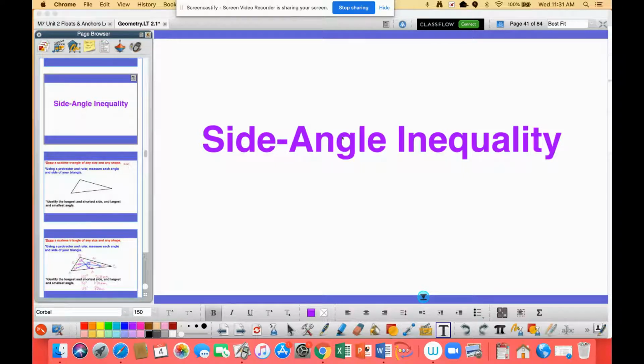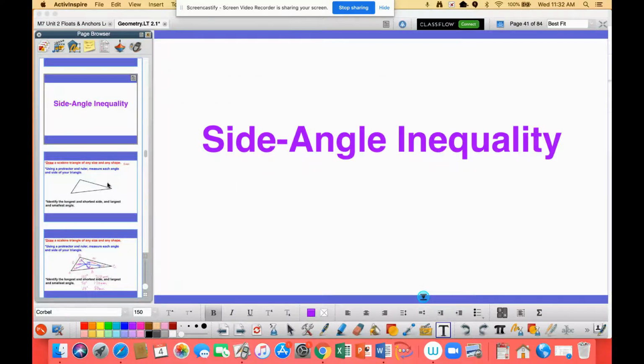You want to make sure that you have your notebook ready, a pencil. You are going to need a straight edge today. You're going to need to be able to measure angles and side lengths. So you'll need a protractor, and then you're also going to need a ruler, if that's on the side of your straight edge, or it might be on the side of your protractor. So starting off, put down the title, Side Angle Inequality. That's what we're working on today.